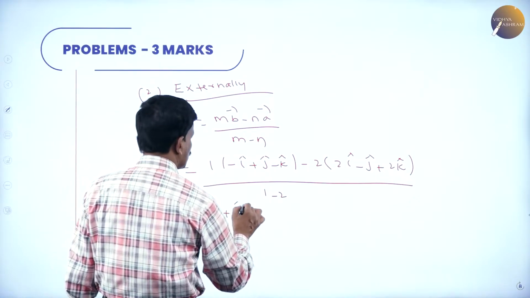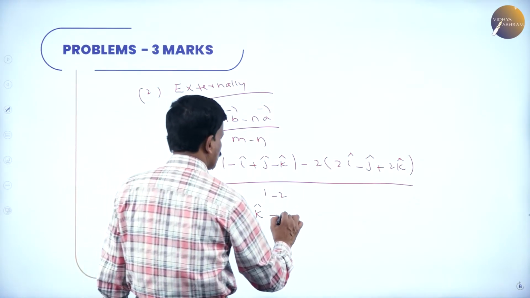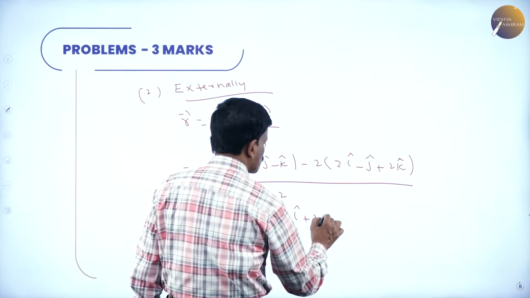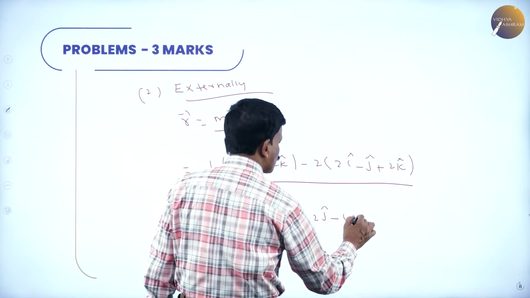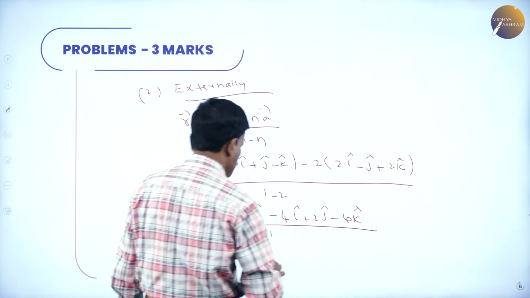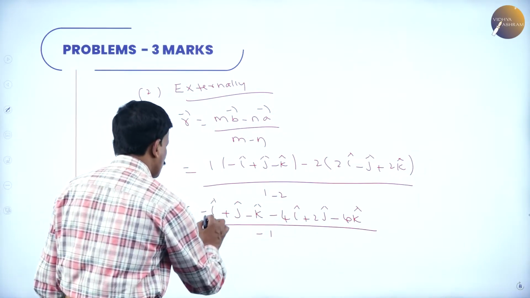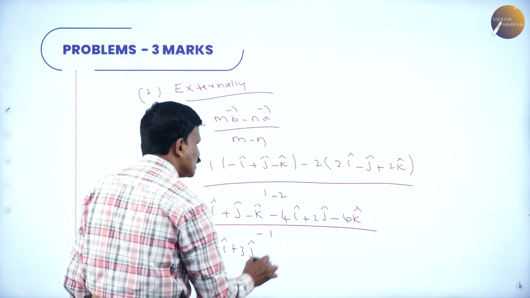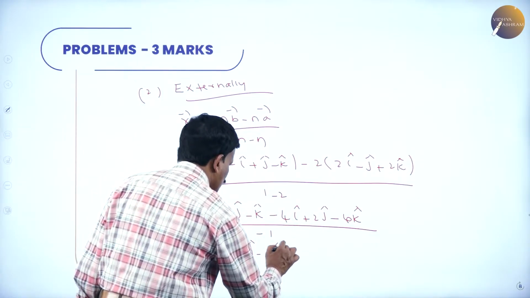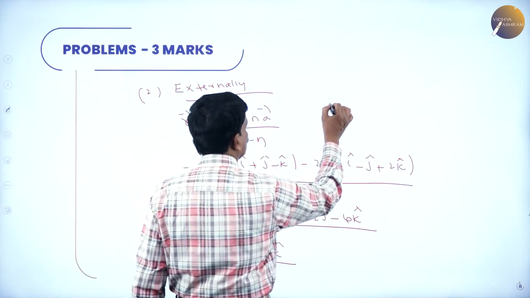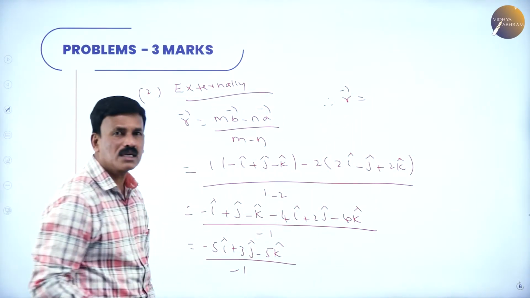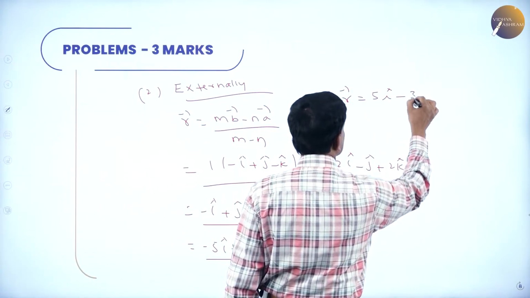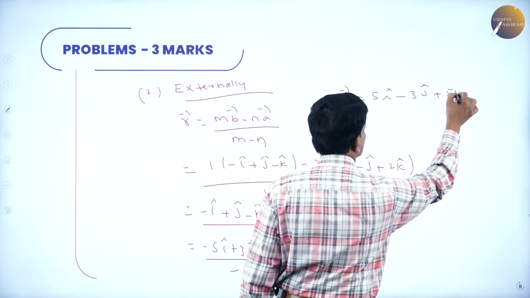Minus i plus j minus k, multiply by minus 2: minus 2i minus into minus plus 2j, minus into plus, it is minus 4 times k, divided by 1 minus 2 is minus 1. Simplify. Minus 4i minus i is minus 5i, plus 2j plus j is plus 3j, minus 4k minus 1k is minus 5k, divided by minus 1. So therefore vector r is equal to, divide each and every element by minus 1. So minus into minus plus 5i minus 3j, minus into minus plus 5k cap.